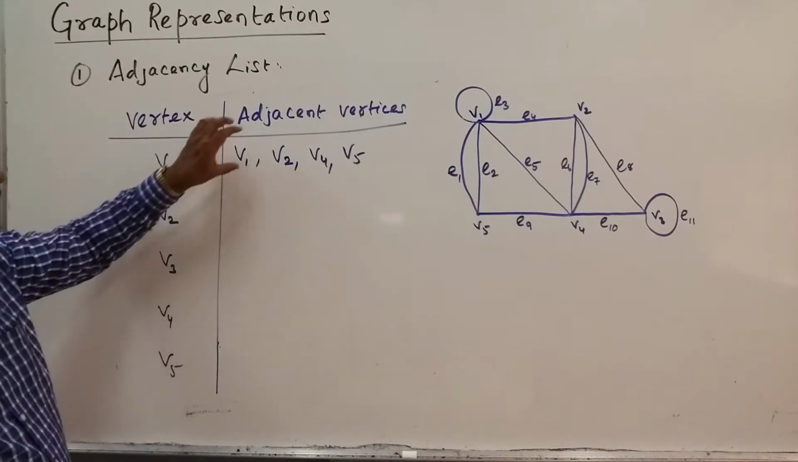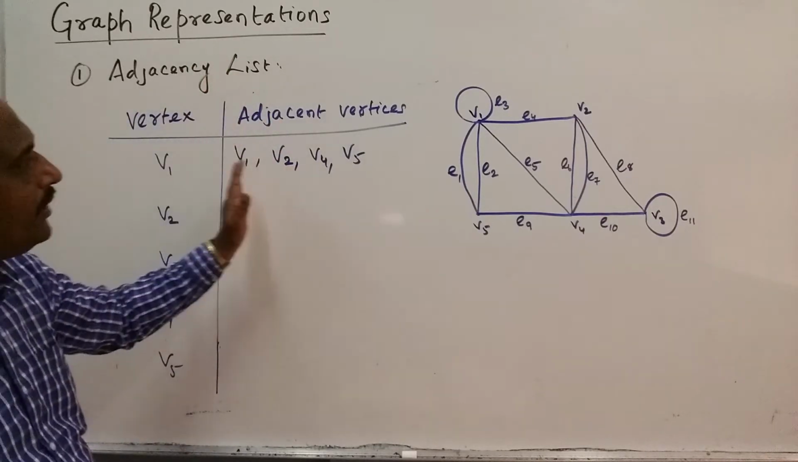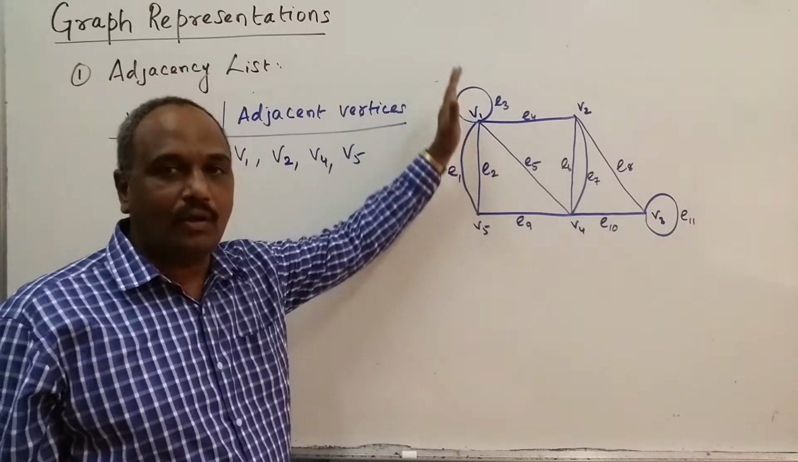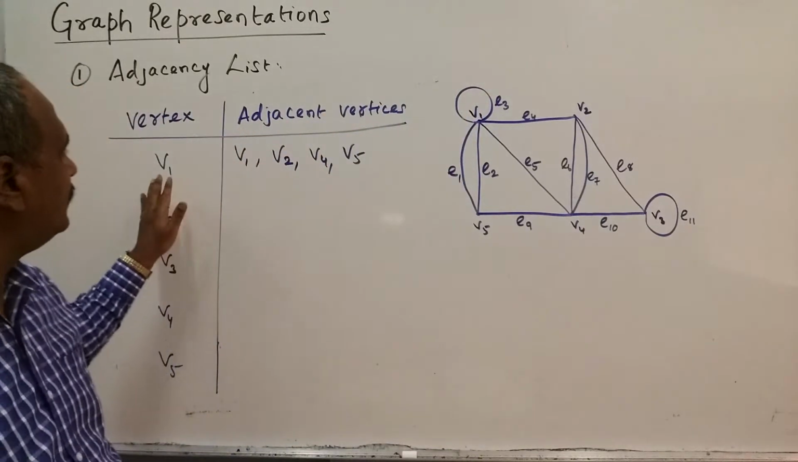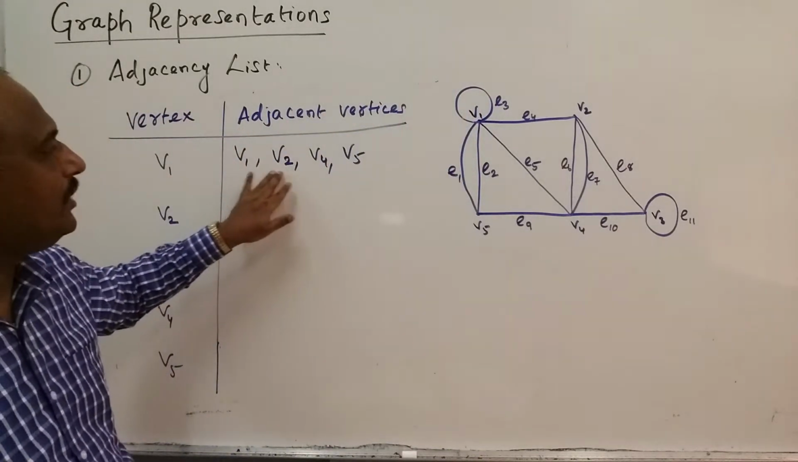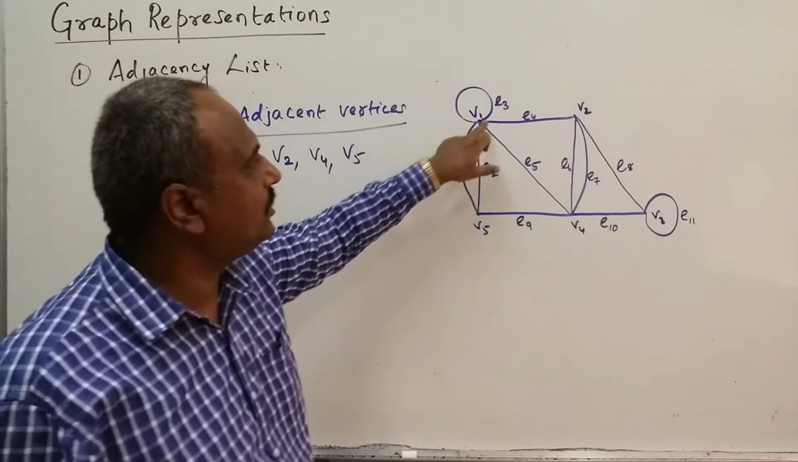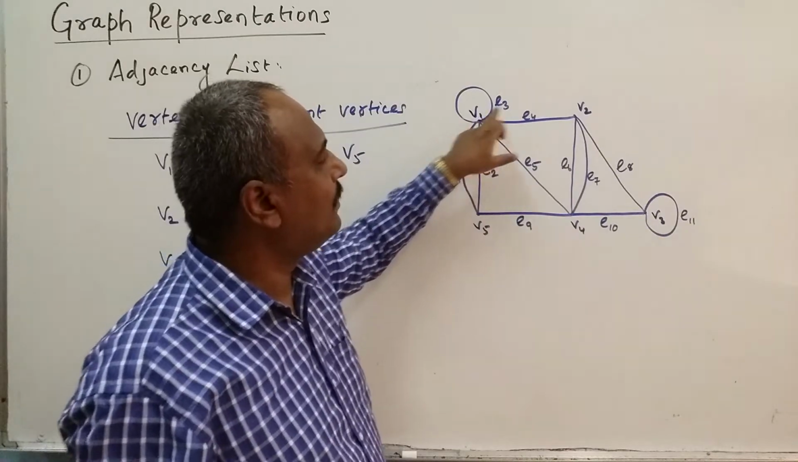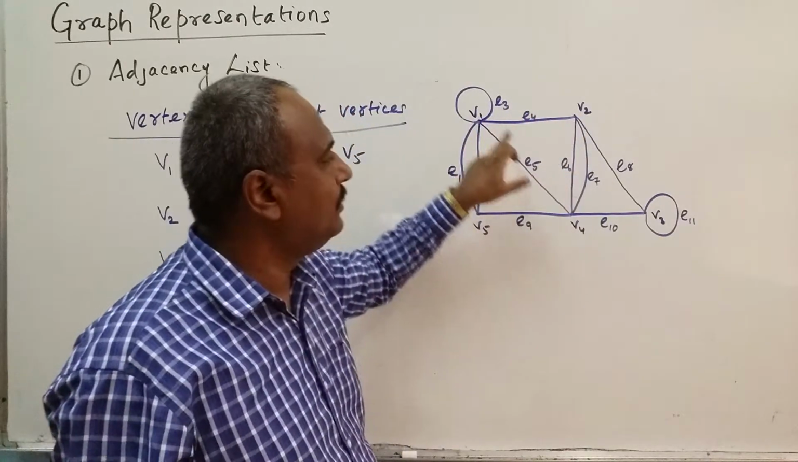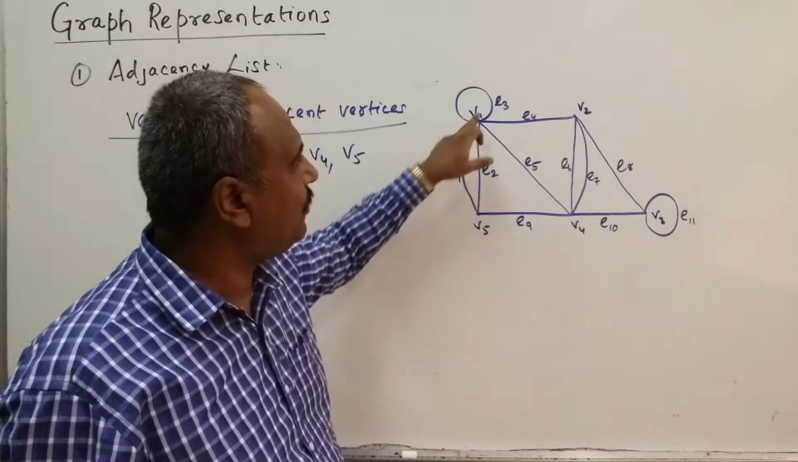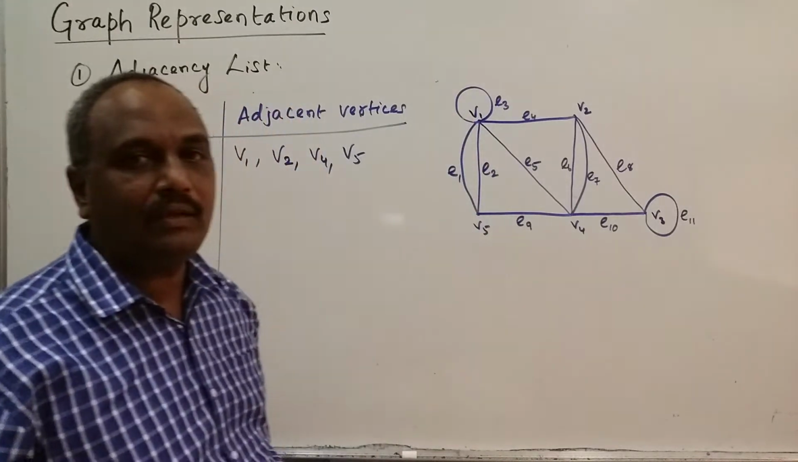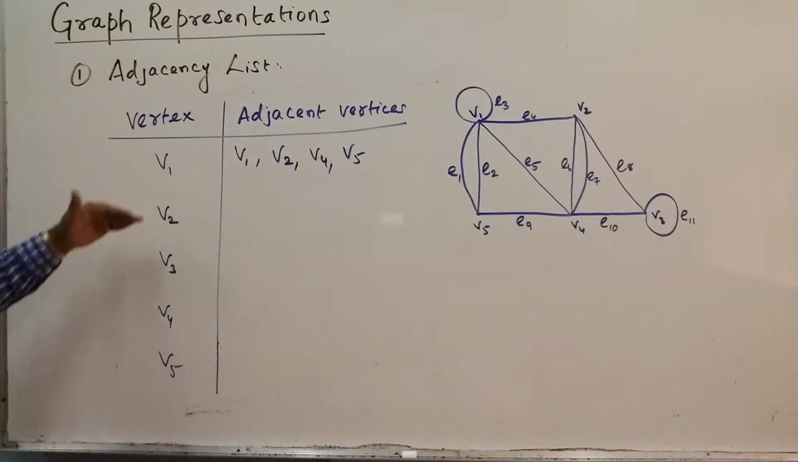So the meaning of adjacency list: I am going to list the vertices which are adjacent to a given vertex. So V1: V1, V2, V4, V5. V1 is adjacent to V1, that is the loop. V1 is having the link with V2, V1 is having an edge with V4, V1 is having an edge with V5. The same idea I am going to continue with the other vertices.